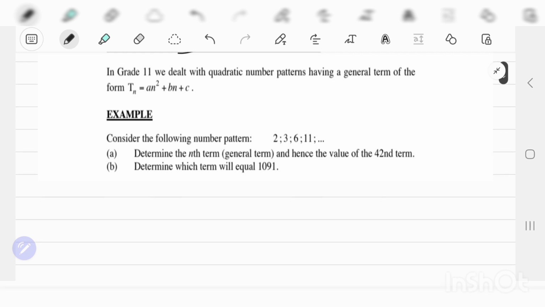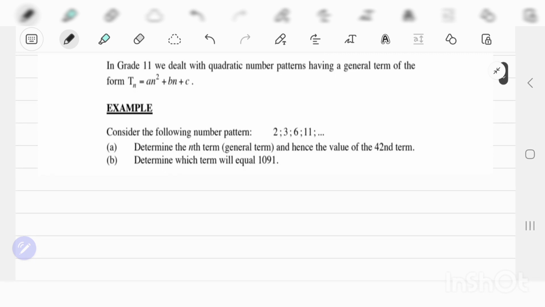How do you go about answering this? Remember, you need to understand the value of a, how to get the value of b, and c as well. I will help by going through this example with you. Once we are done with this example, we'll have a clear idea on how to find a general formula of this number pattern.